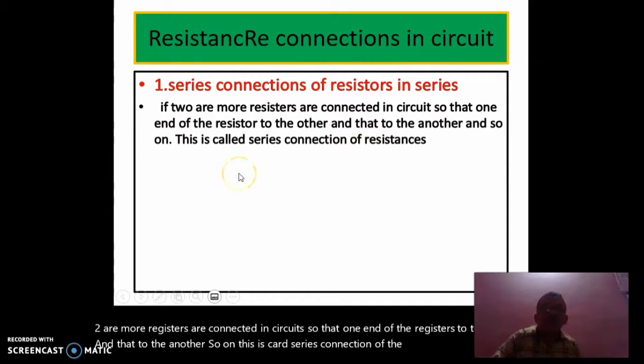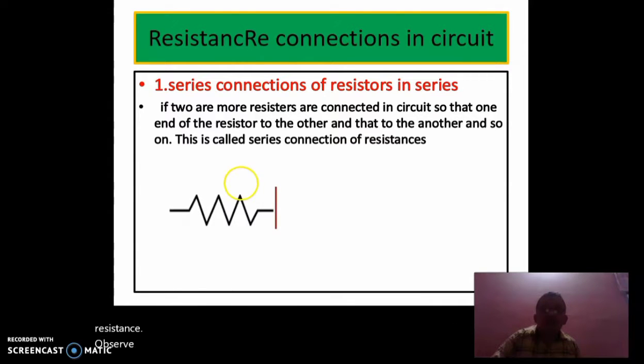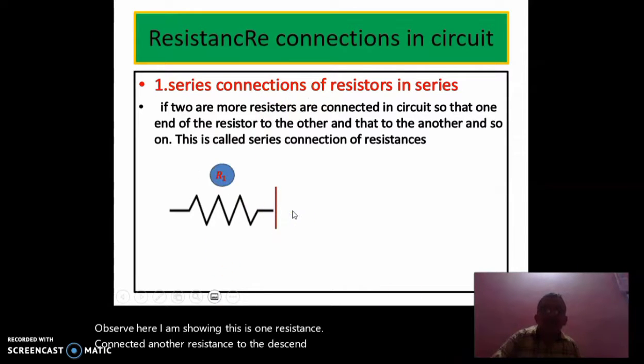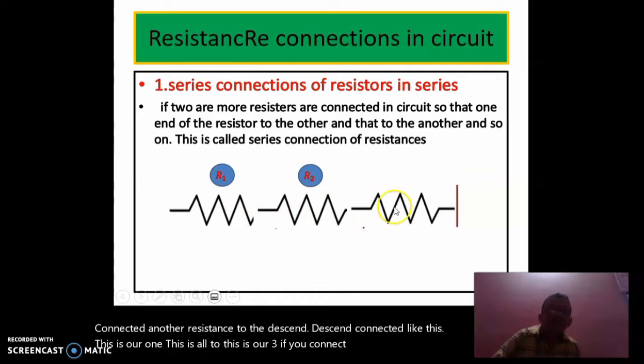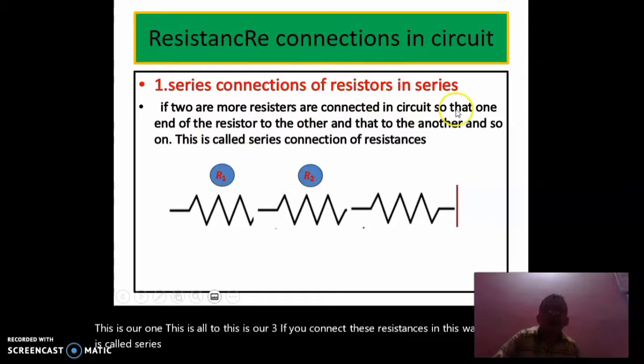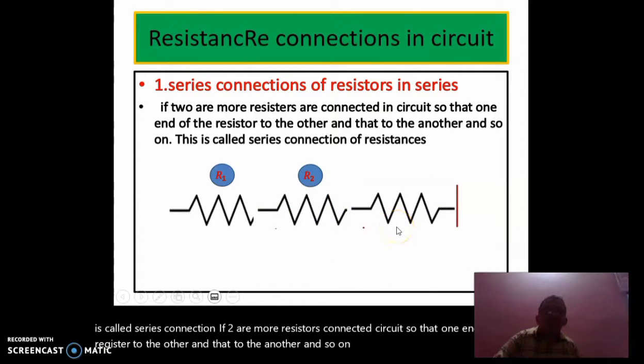Observe here, I am showing this is one resistance, and another resistance is connected to this end, and this end connected like this. This is R1, this is R2, this is R3. If you connect these resistances in this way, that is called series connection. If two or more resistors are connected in a circuit so that one end of a resistor is connected to the other, and that to another, and so on, this is called series connection.